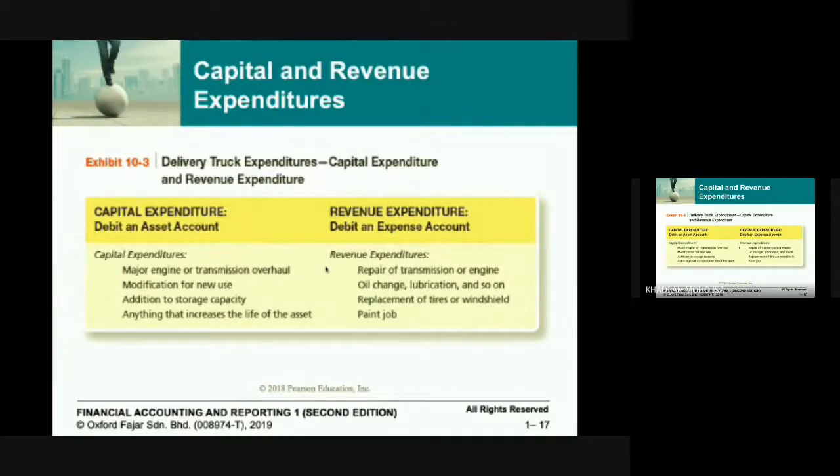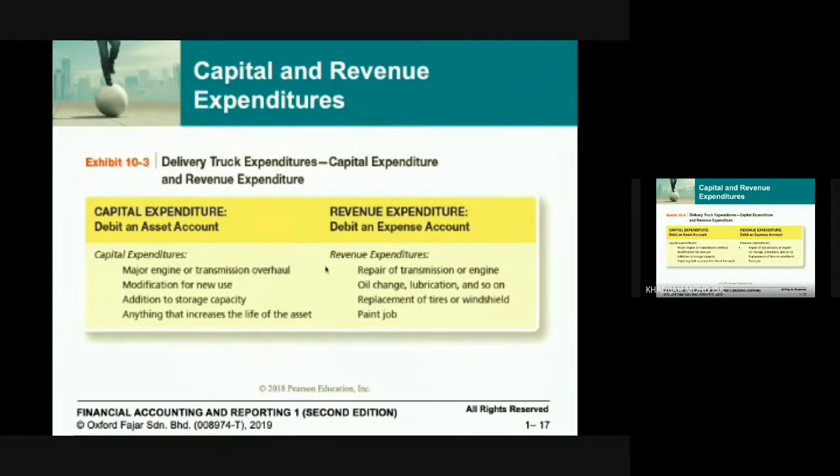right? So delivery truck expenditure, for example, you have two types of expenditure for your delivery truck. For example, your capital expenditure, all capital expenditure will be debited to the asset account. So, for example, major engine or transmission overhaul, modification for new use, addition to storage capacity, and anything that increases the life of the asset. So all these expenditures incurred for this purpose, for the delivery truck, is a capital expenditure.